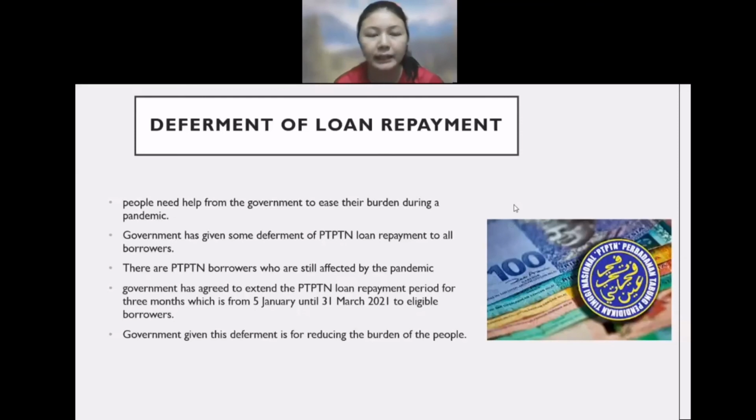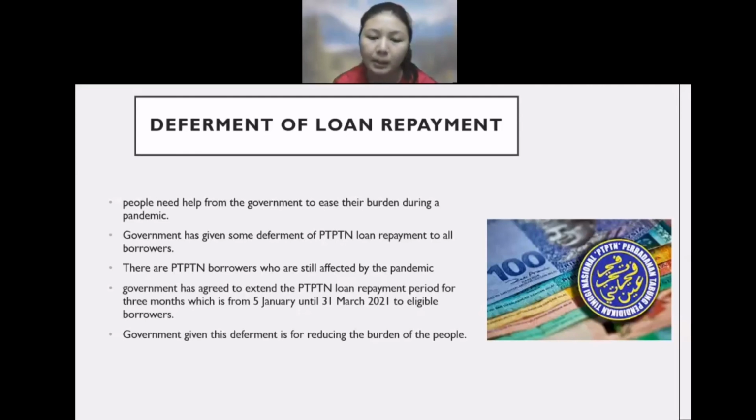Next, I will present the deferment of loan repayment. Many Malaysians have lost their jobs and existing incomes due to the COVID-19 pandemic because many industries and sectors needed to be shut down during the MCO. People have no extra money to repay loans because they need to spend their savings on living expenses. So, people need help from the government to ease their burden during the pandemic.